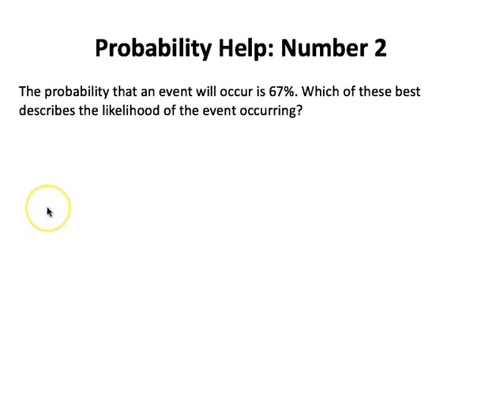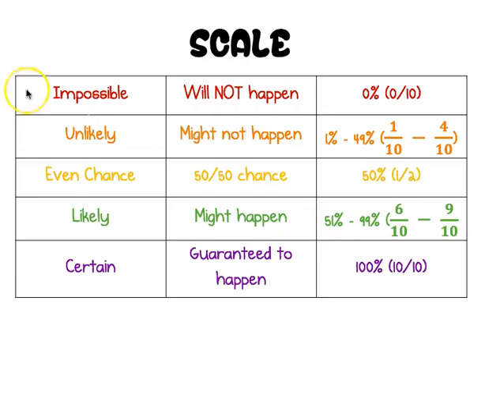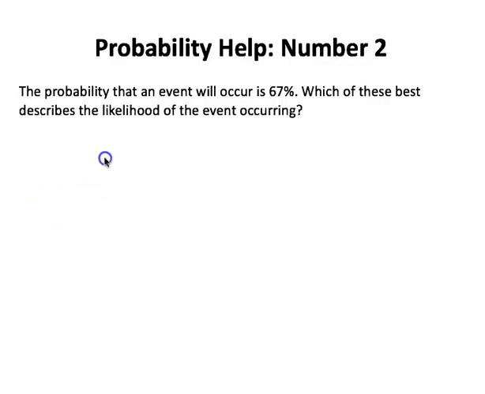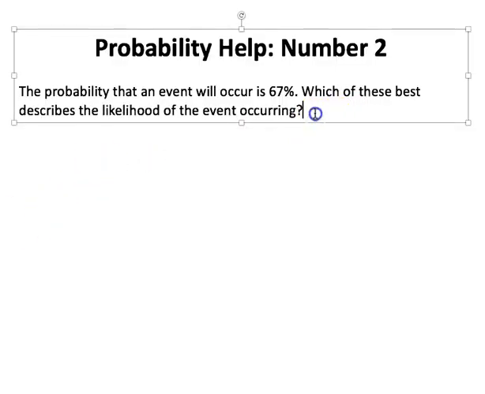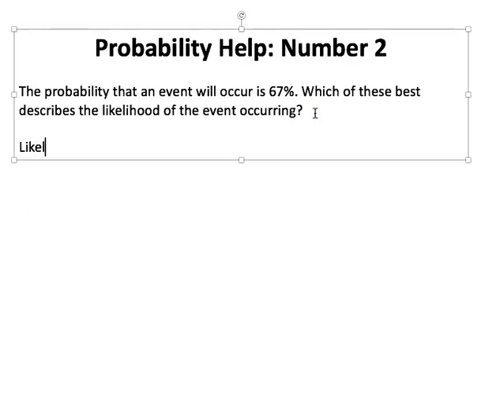Number 2, the probability that an event will occur is 67%. Which of these best describes? So again, it's multiple choice. We're looking at the scale. 67% is larger than 50%. So larger than 50% means it is likely. It is likely. So that would be my answer for number 2.